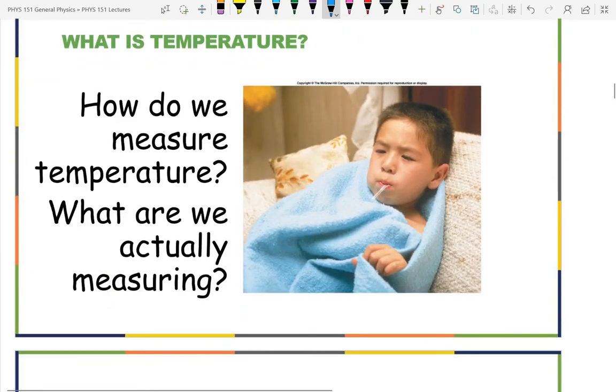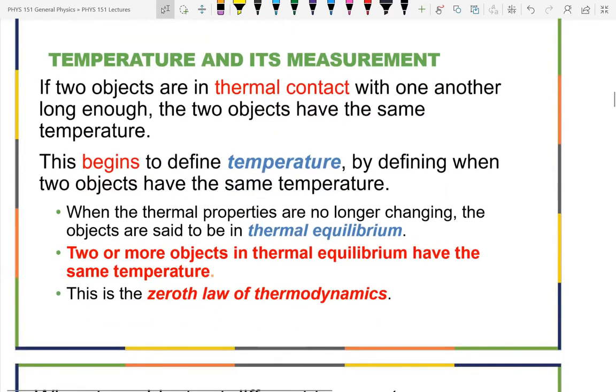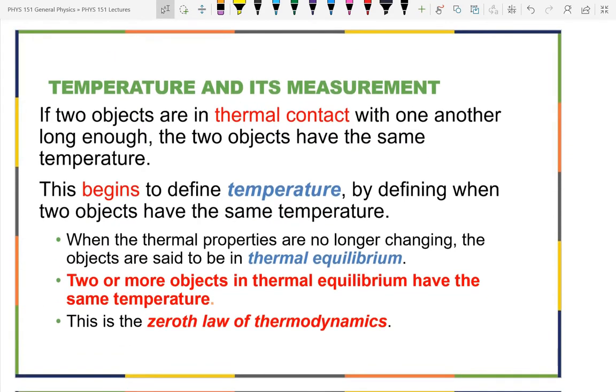We already talked about measuring temperature. That was pretty much the goal yesterday. But I have some important words. Thermal contact. Thermal, things having to do with heat. Contact means if you have thermal contact, you have the ability to transfer heat. So if I have thermal contact with you, heat can flow from me to you or from you to me.